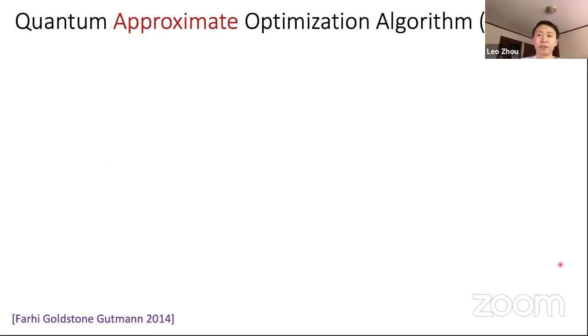Now we want to solve this combinatorial optimization problem with a quantum algorithm, and a very leading candidate for these problems is the quantum approximate optimization algorithm, or QAOA. This was proposed in 2014. The idea is that you assign a qubit to each vertex on the graph, and you prepare them starting in the plus state.